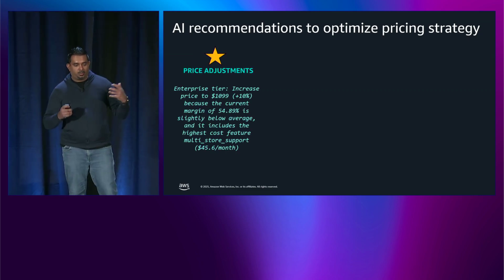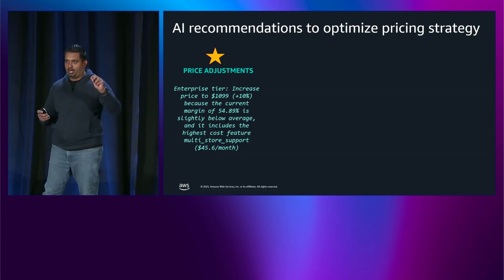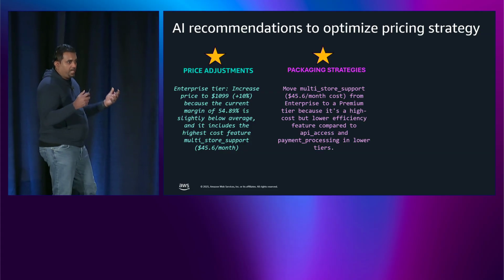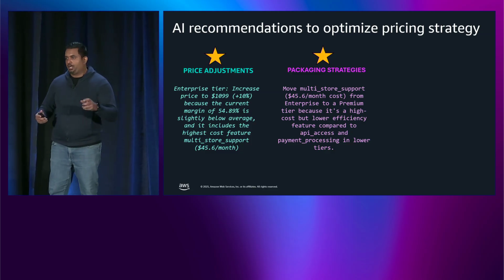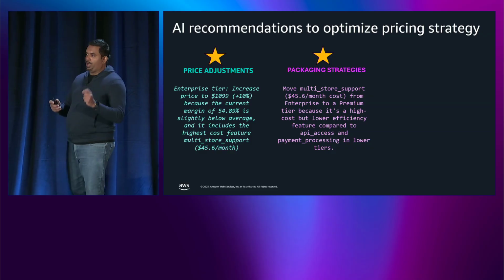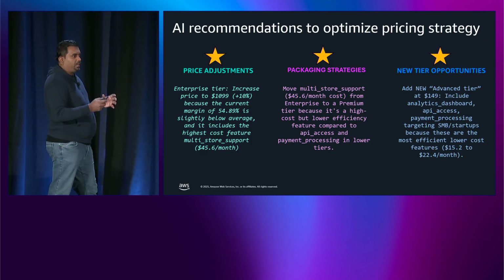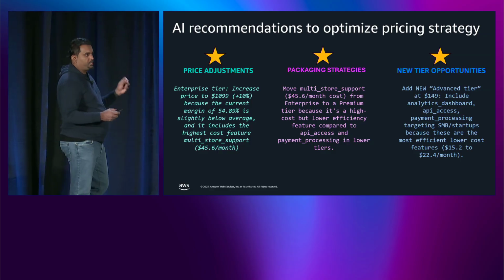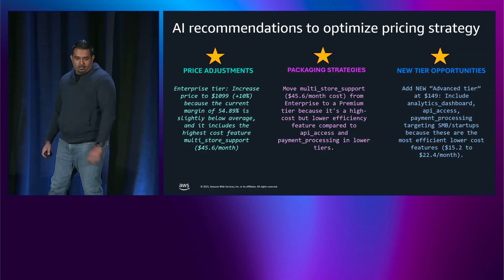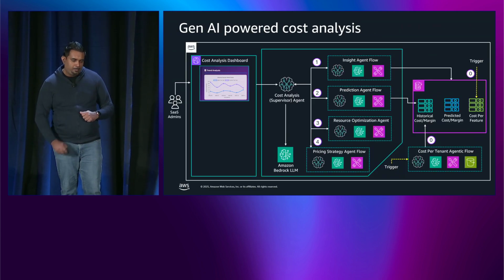It can come in terms of pricing adjustments, where the agent will tell you exactly what prices have to be changed to maximize the profit. It could be packaging recommendations, where it will tell you what should be the list of features that each and every tier should have to maximize the margin. Even new tier opportunities, where we can introduce a new tier, what is the price of that, and what should be the list of features that it has as well. Now, this is awesome. Now I can actually start optimizing the pricing strategy as well.